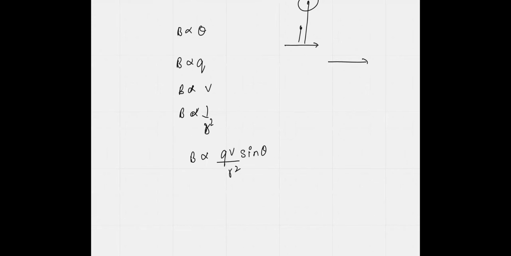So Kirtana, very simple. If there is this proportionality sign, we are supposed to remove it, right? So in that case, we are going to put a constant. The value of that constant is mu naught divided by 4 pi, into qv sine theta divided by r square.